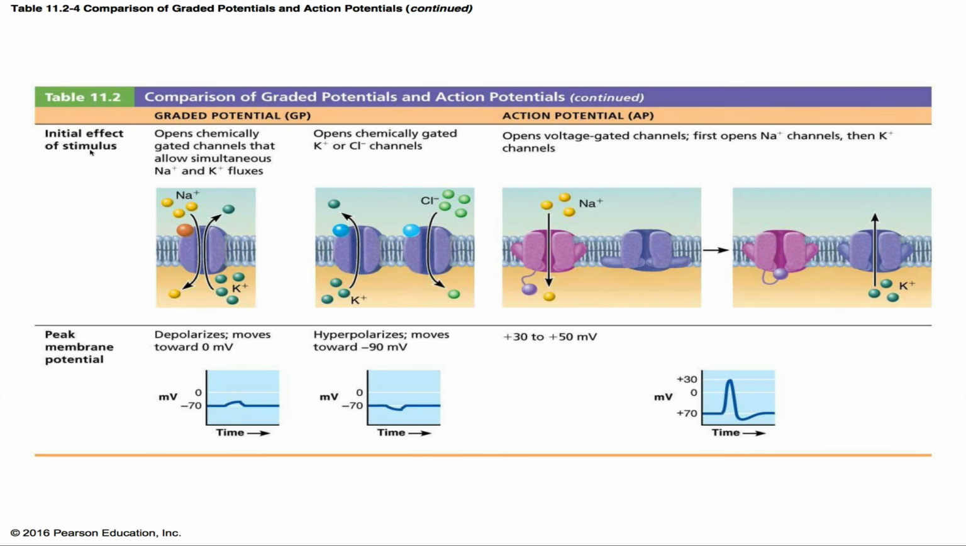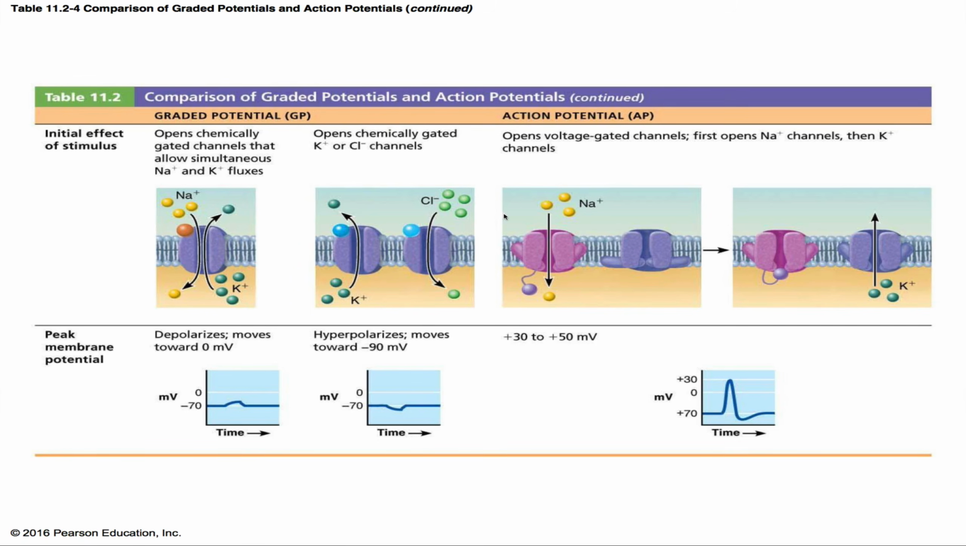As far as the initial effects of stimulus in the graded potentials, in the EPSP, we have these chemically gated channels that allow the simultaneous flow of sodium into the cell and the flow of potassium out of the cell. For the IPSPs, we have channels that are separate for potassium and for chloride ions. So we have potassium ions that are exiting the cell, and we have chloride ions that are entering the cell.